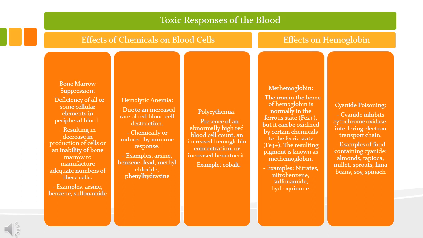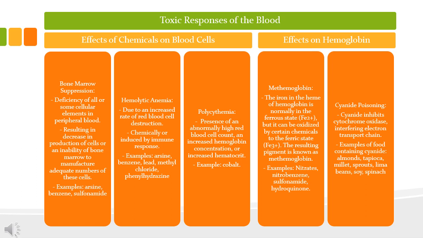First, let us discuss about the toxic responses of the blood. The effect of chemicals on blood cells. The first effect is bone marrow suppression, which is the deficiency of all or some cellular elements in peripheral blood. This might result in decrease in production of cells or an inability of bone marrow to manufacture adequate numbers of these cells. Examples of the toxic are arsine, benzene, and sulfonamide.